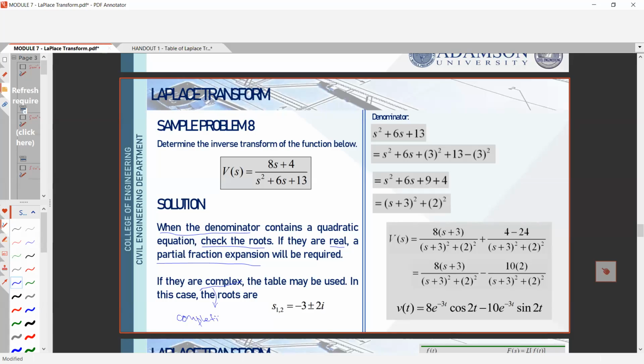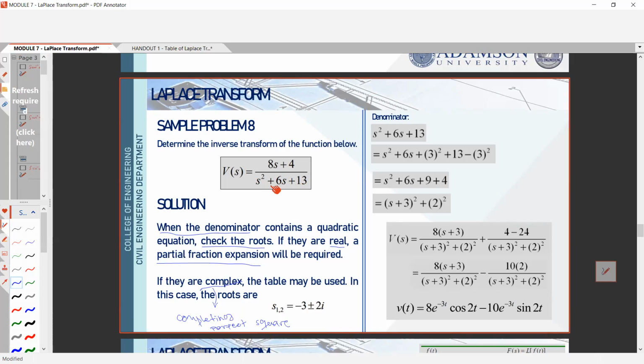Okay, naalala niyo yung completing perfect square? So completing perfect square, 'di ba? I-transform mo yung denominator into a term that is a square term. Okay? So ganun yung gagawin natin. Okay, so yung roots natin na s squared plus 6s plus 13, ang roots natin dyan is negative 3 plus minus 2j. Okay, that is a complex number. Therefore, ang pwede natin gamitin is you complete mo yung perfect square doon sa polynomial.